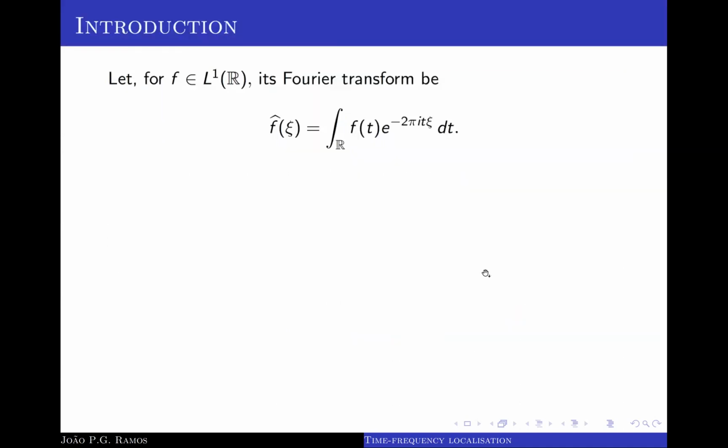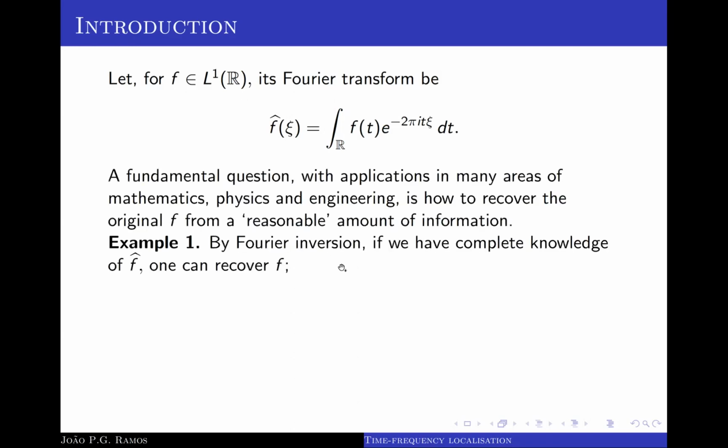So let's start with a naive definition of the Fourier transform. We're going to normalize the Fourier transform with e to the minus 2 pi i t psi. For a function in L1, this is well defined. And the first question that we will try to analyze, which is going to motivate our problems today, is a problem of retrieving a function from information on the space and on frequency. That is, information on f and f hat.